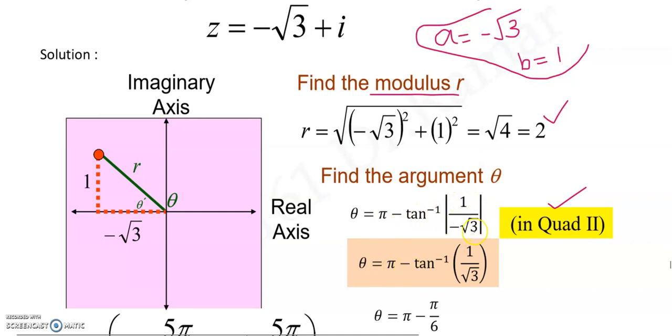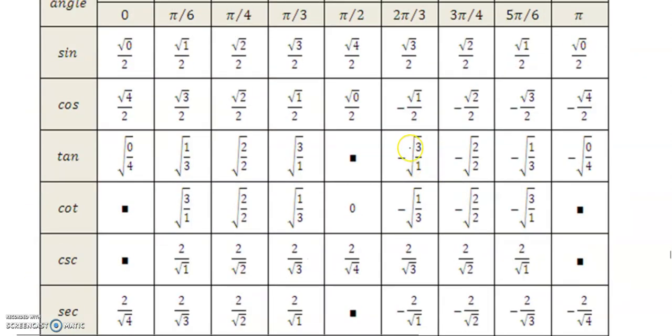This is b by a. Okay, so here this is modulus, so you neglect the negative value, so that is 1 by root 3. So what is tan inverse of 1 by root 3? That is nothing but pi over 6 from the previous table.